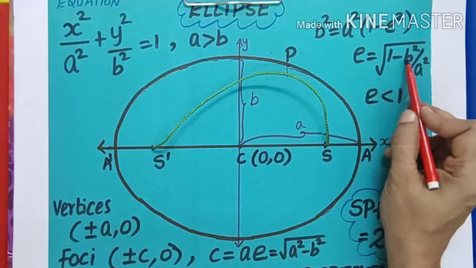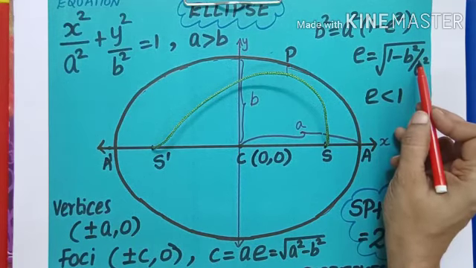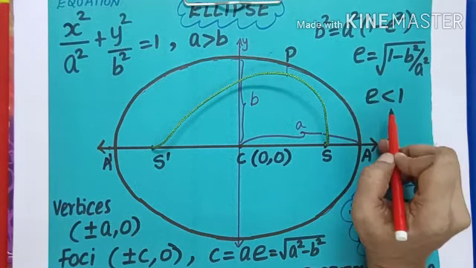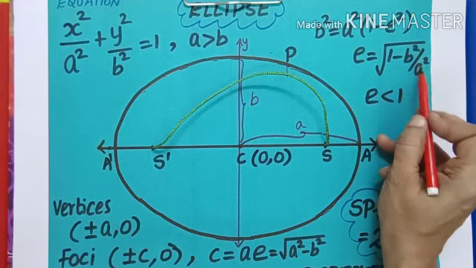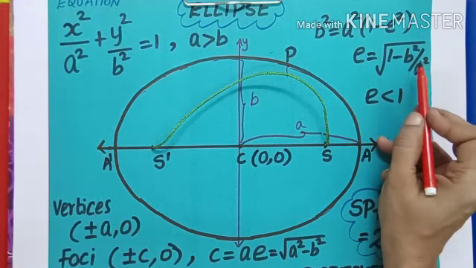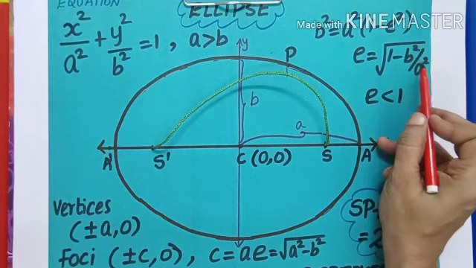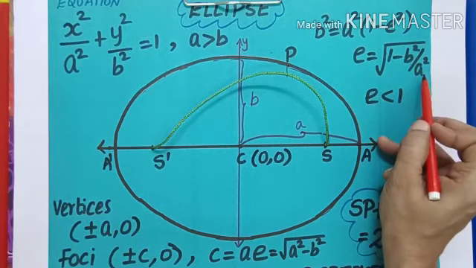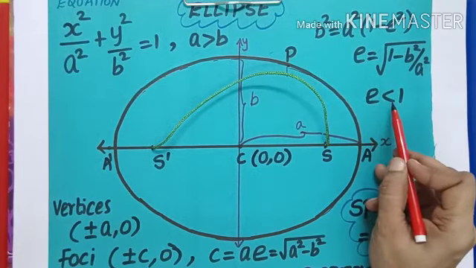From 1, I subtract some fraction. That tells me E is below 1. From 1, I subtract some positive quantity, B square by A square. A is bigger, so this will be like 1 by 2, or some decimal, 0.1, 0.2, something like that. So when I subtract from 1, the E value becomes less than 1.